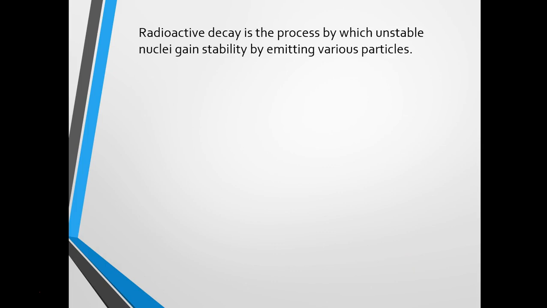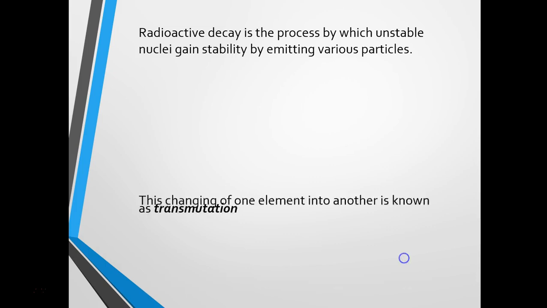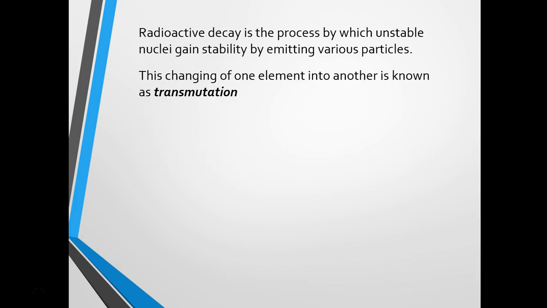Okay, so again, radioactive decay is the process by which these unstable nuclei emit particles to become more stable. Now, when they spit out these particles, especially the beta particles or protons, they actually turn into different elements. And that changing of one element into another is known as transmutation.